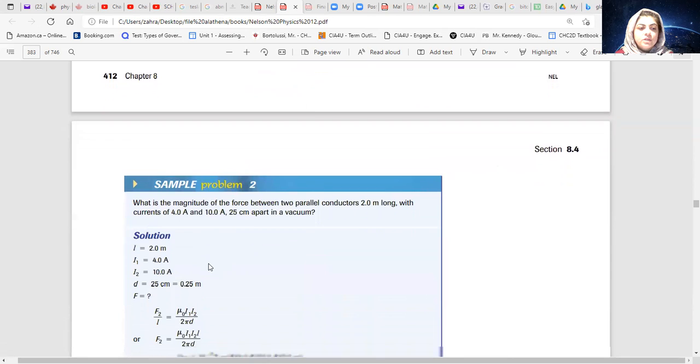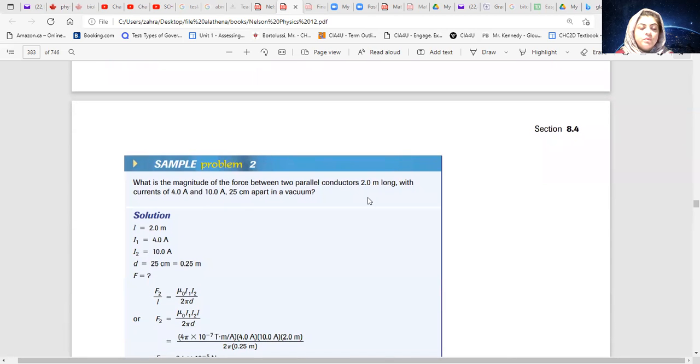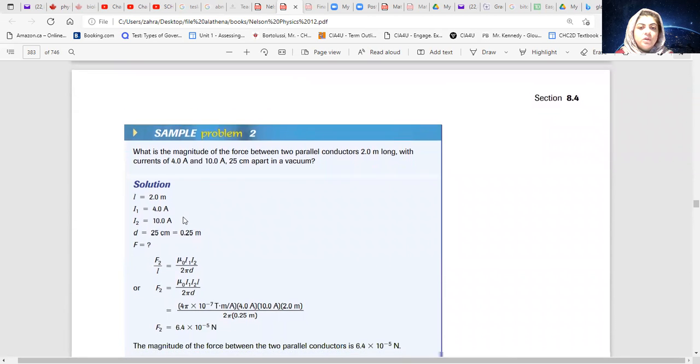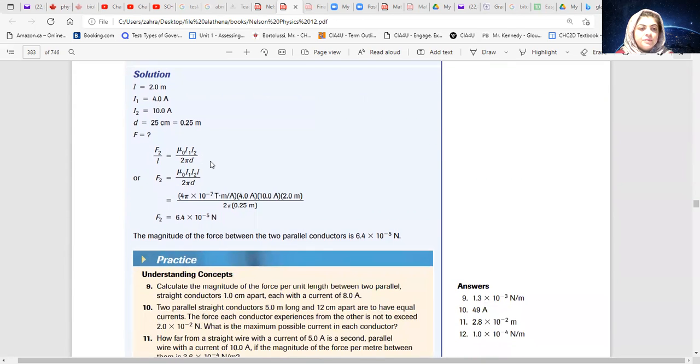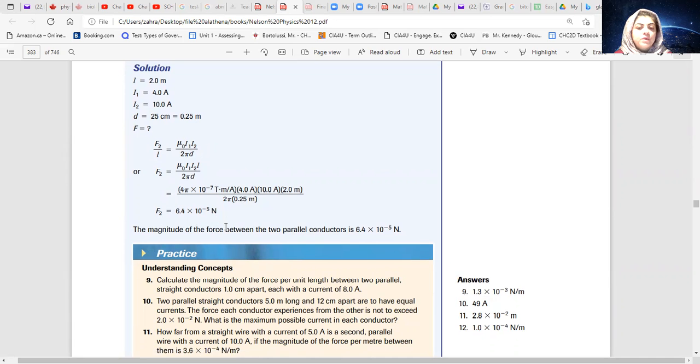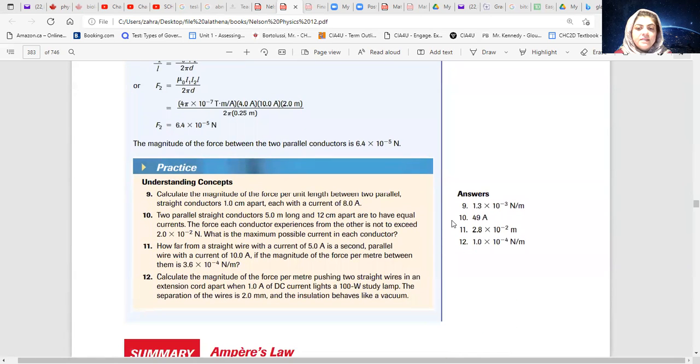So looking at this question: what's the magnitude of the force between two parallel conductors 2 meters long, so that's L, with currents of 4 amperes and 10 amperes, I1 and I2, 25 centimeters apart, that is d? We know the equation, we have L, we have I1 and I2, we convert everything into the proper units, so we can find the force between them. You can do questions 9 and 10 for practice.